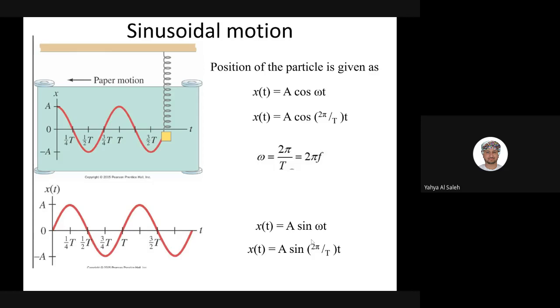Now it depends if we start the motion from 0 or from maximum. We can describe it using A sine omega t or A cosine omega t. If you're starting from maximum, then cosine of zero is maximum, so it makes sense to use a cosine. And if you're starting from zero, then it makes sense to start with a sine function.